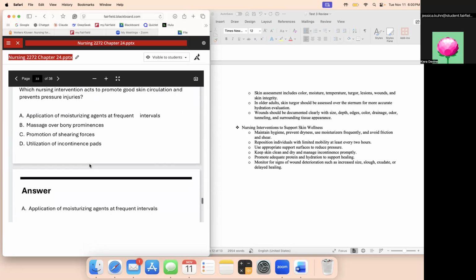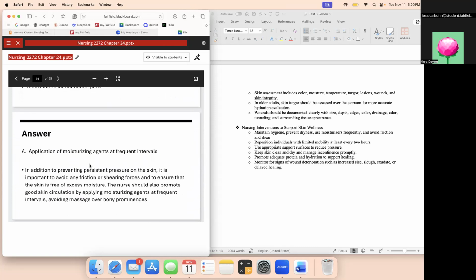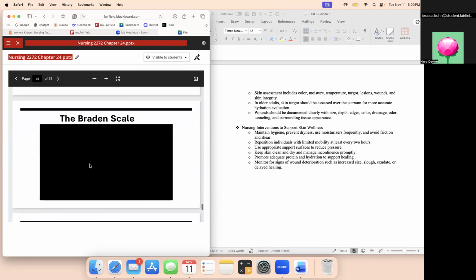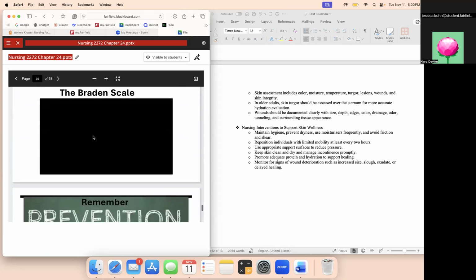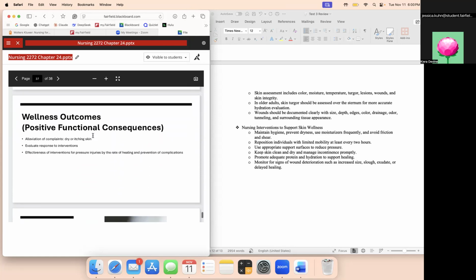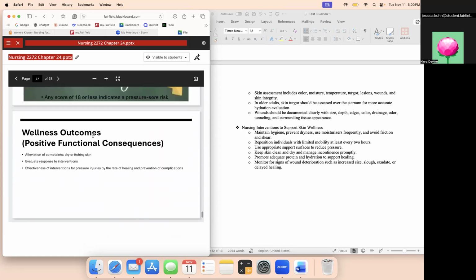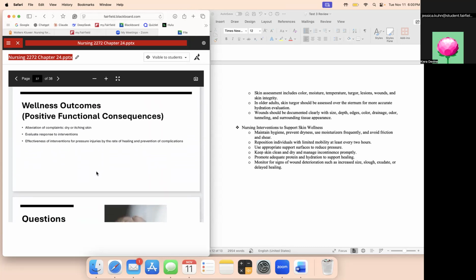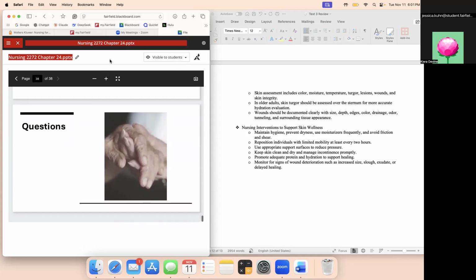Whatever topic she's really pulling through in her example questions, I would pay close attention to. Please know some general information about the Braden scale. I think it's in your book. And the things that we're looking for are the alleviation of complaints, and evaluating responses to the interventions and their effectiveness for pressure ulcers by the rate of healing and prevention of complications. So that's going to cover that.